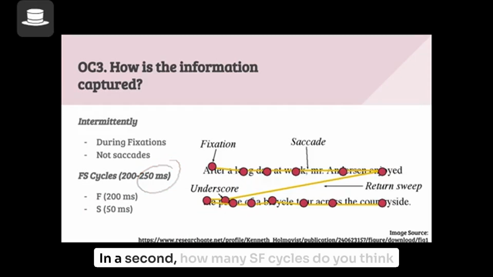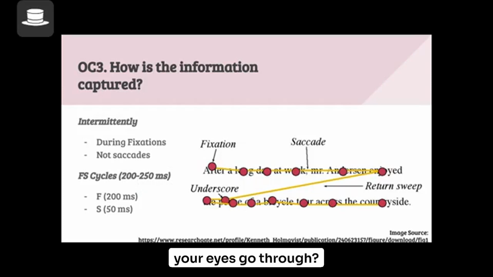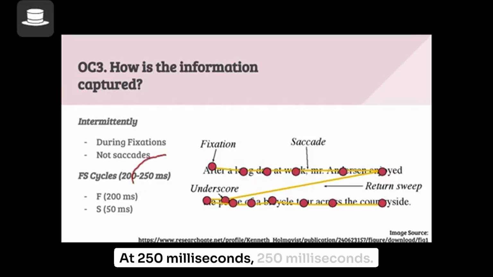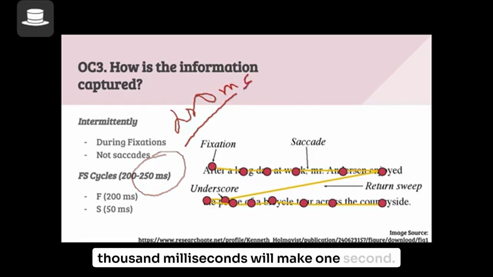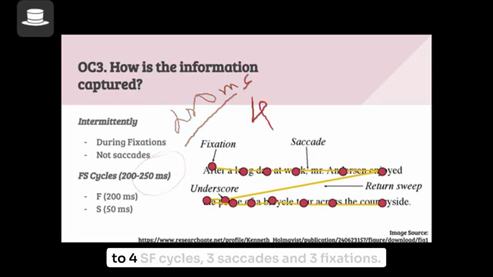In a second, how many SF cycles do you think your eyes go through? That's right, around 3 to 4. 250 milliseconds. So how many 250 milliseconds do you find in 1 second? 1000 milliseconds will make 1 second. In 1 second, your eyes will have roughly 3 to 4 SF cycles, 3 saccades and 3 fixations.